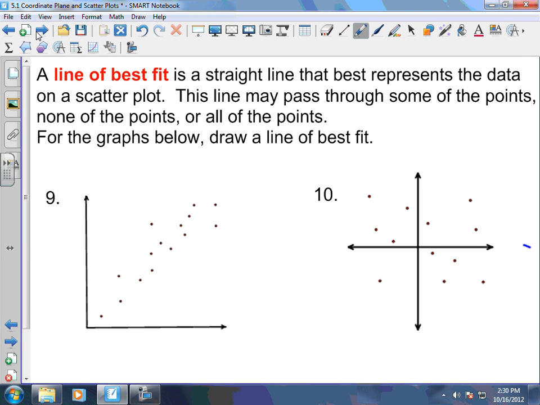Line of best fit. You don't have to hit through every single dot. You just draw them through some dots with the direction that they're going. There's my line of best fit. Here, I can't really draw a line of best fit because they don't go in one direction. So this would be NC, no correlation.